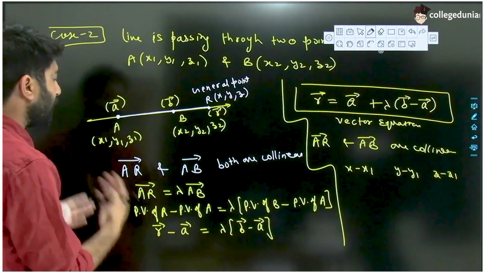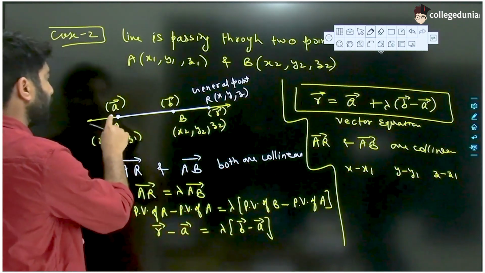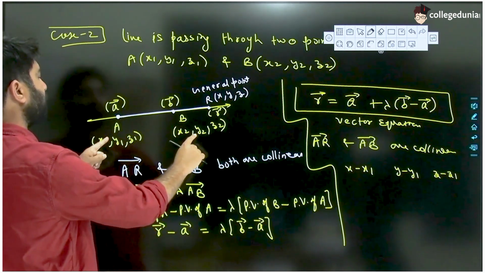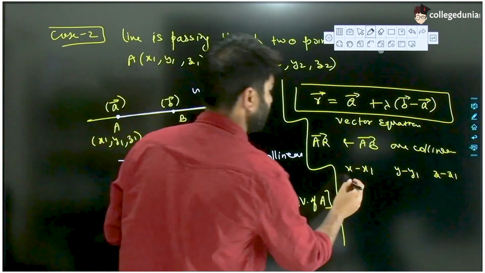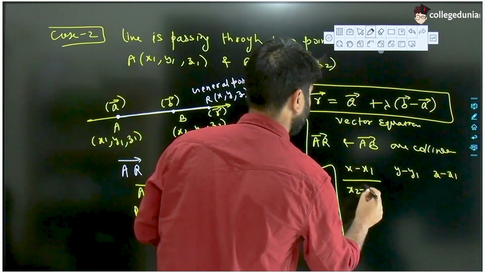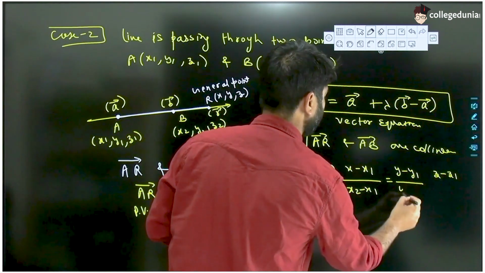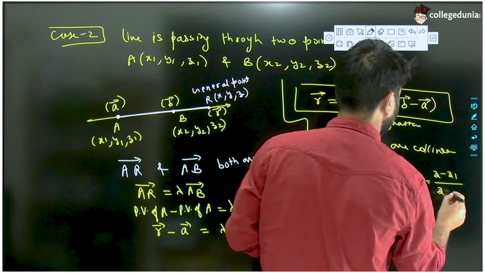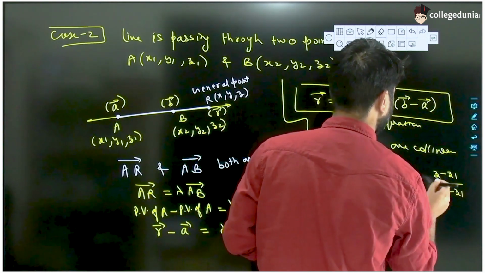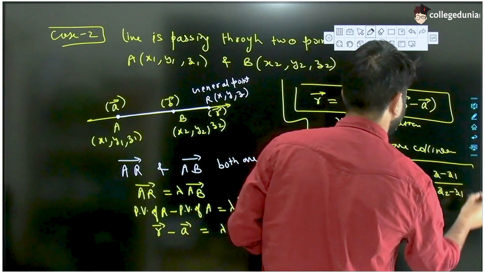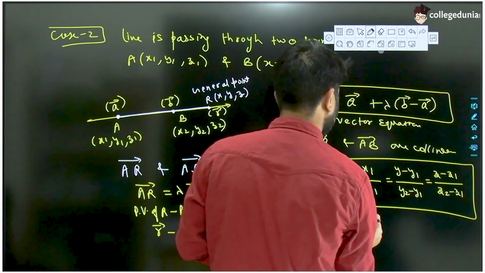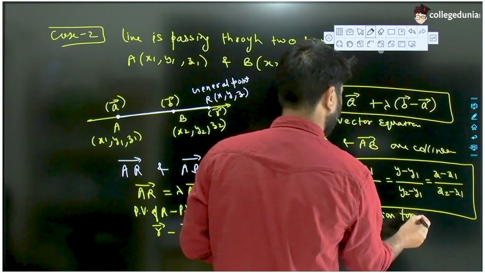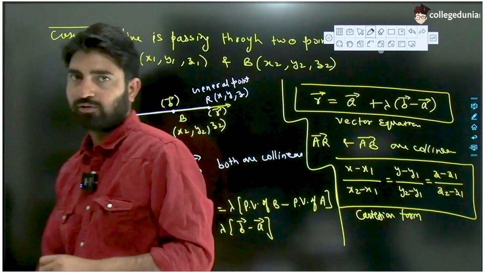And what are the direction ratios of AB? The answer is x2 minus x1, y2 minus y1, z2 minus z1. And this is the Cartesian form of a line when it passes through 2 points.